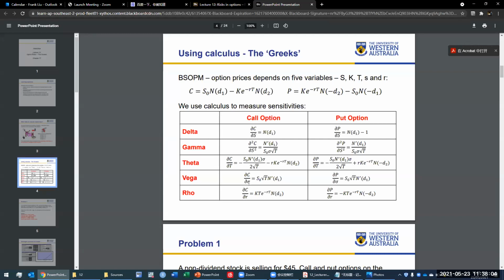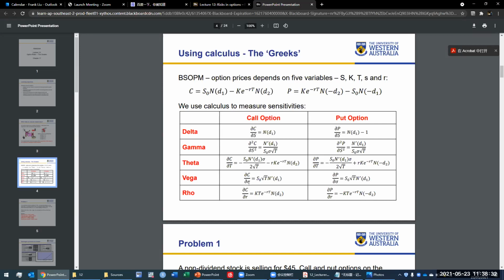Gamma means, if there's a 1% change, what is the change in my delta? If you are driving a car, are you going forward or backward? Delta tells you I'm going forward. But gamma tells you how fast you are going, your acceleration. So it's also important for you to know that.